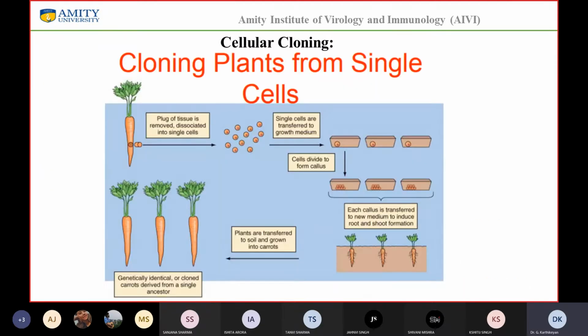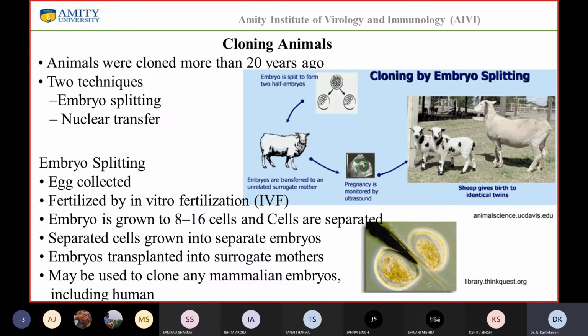Since you have a whole lot of material on plant tissue culture and those applications, I'm not dwelling too much on plants. I'm going to focus on animals. So animal cloning has been going on for a fairly long time. Although it says 20 years, I guess it has been more than 20 years since people started practicing animal cloning. Why do you do animal cloning in the first place?